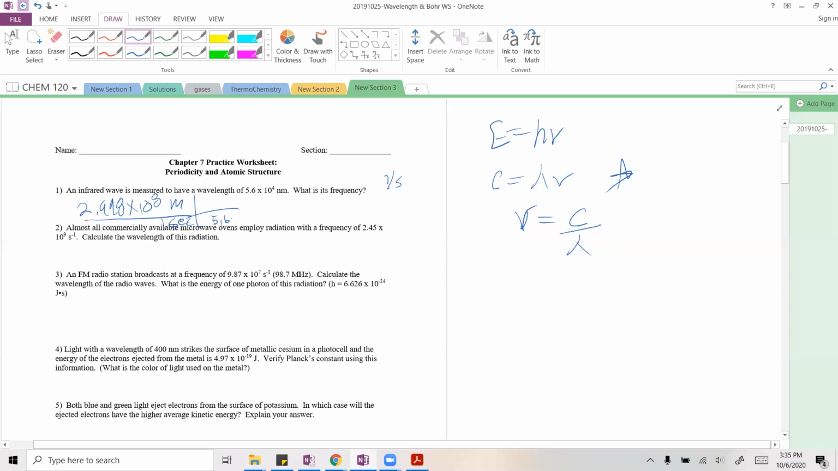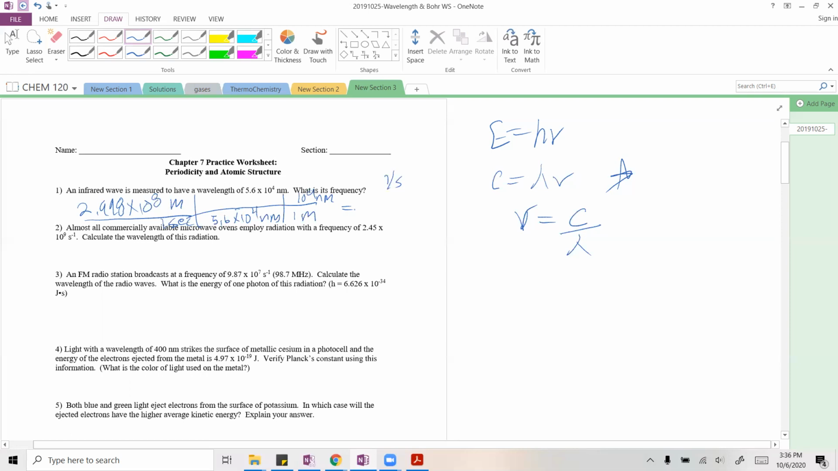So that's 5.6 times 10 to the 4 nanometers. But before we use that number, we have to first convert our nanometers into meters, so that our units cancel. 1 meter is 10 to the 9 nanometers. So our frequency should be 2.998 times 10 to the 8 divided by 5.6 times 10 to the 4. And make sure that's in the parentheses, so that we're dividing by both the 5.6 and the 10 to the 4. And then we need to multiply that whole thing by 10 to the 9.